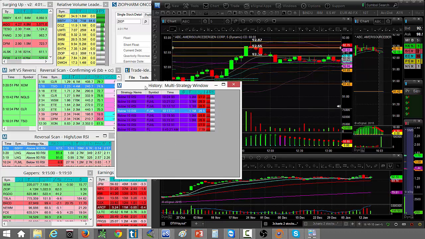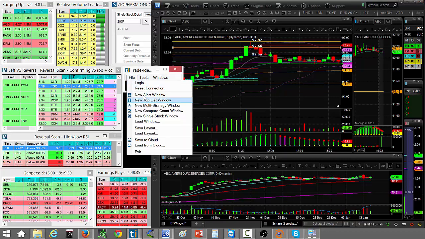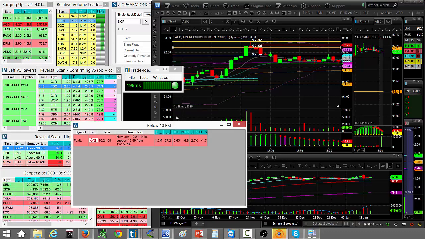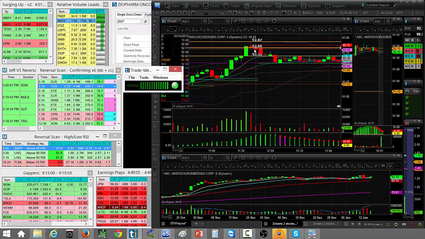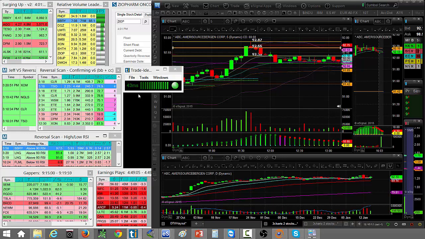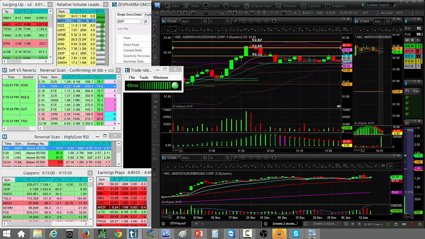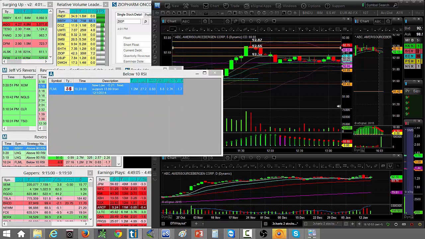Okay, so now let's make a new scanner. Let's make one from scratch. So new alert window. All right, let's go to, no, I want a new one, brand new. Let's see. All right, well, we'll just go into configure.